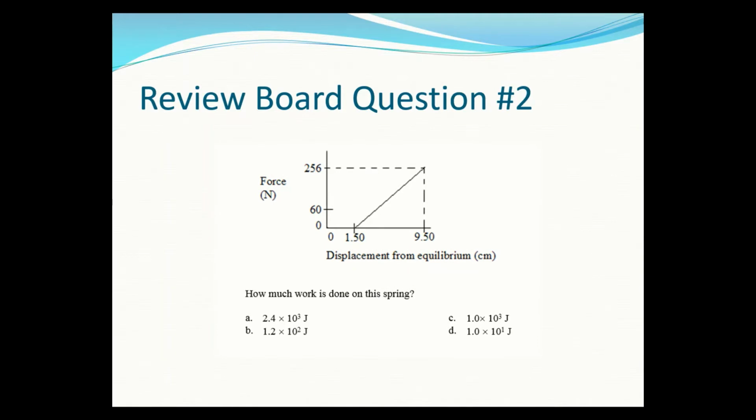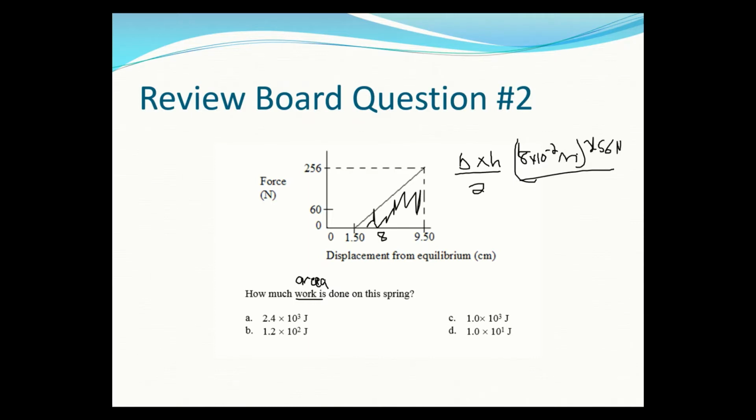Okay, same graph. Work done is area, right? Spring potential energy or work done is area. So we want to find this area. So it's a triangle, so we have to use base times height divided by 2. So my base goes from 9.5 to 1.5. So this is a base of 8, right? But remember, it's not just 8. It's 8 times 10 to the negative 2 meters. Can't forget that. Okay, and then our height is 256 newtons.